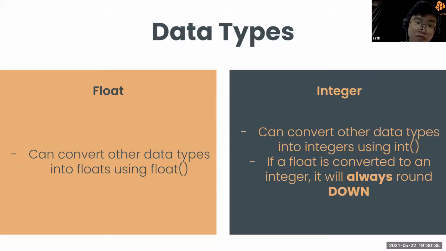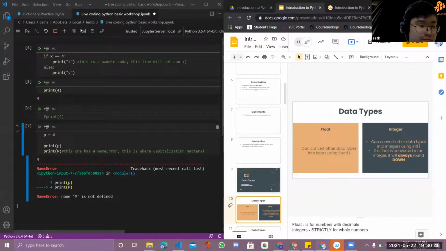If you convert a Boolean to float or integer, true is 1 and false will be 0 if you use the int or float to convert them. So now Celine will demonstrate this in Visual Studio Code.